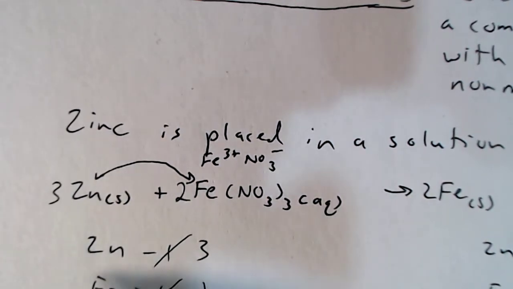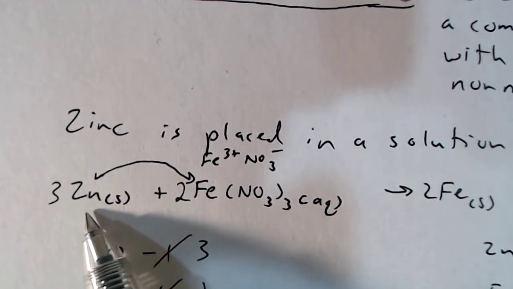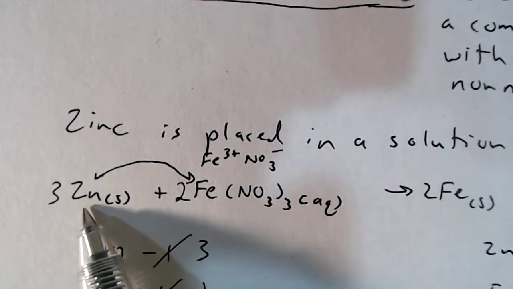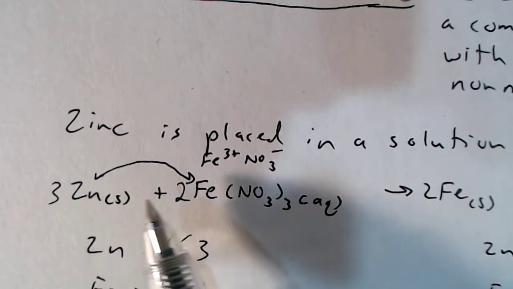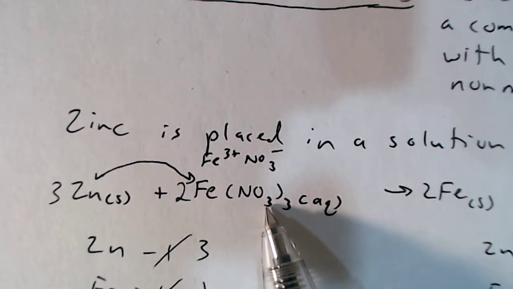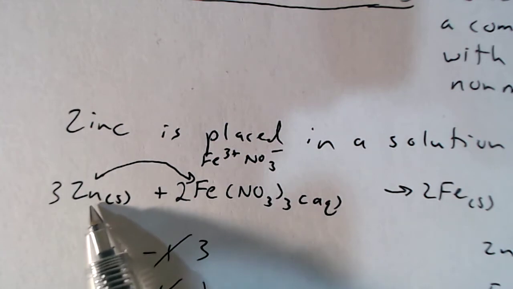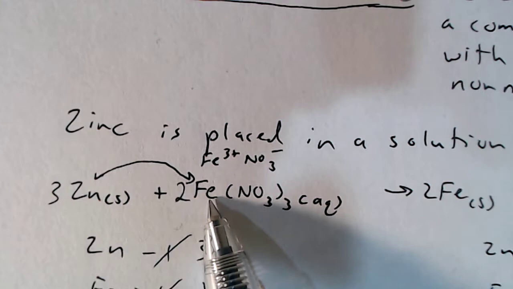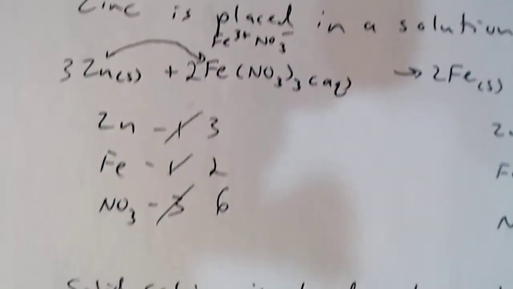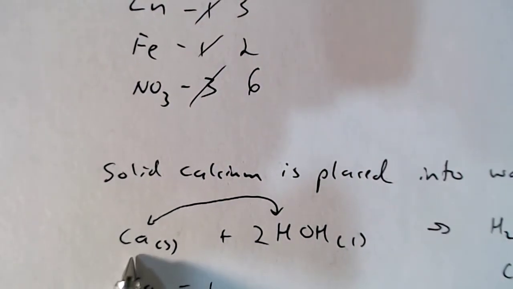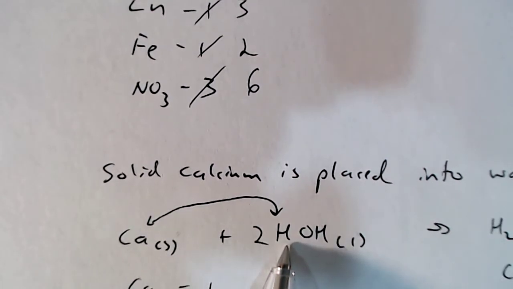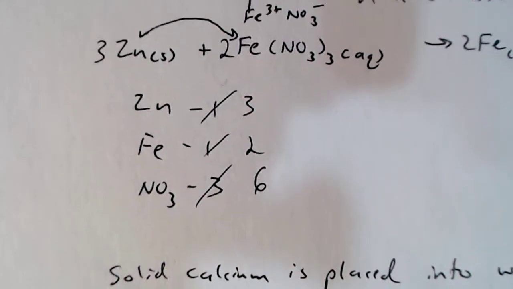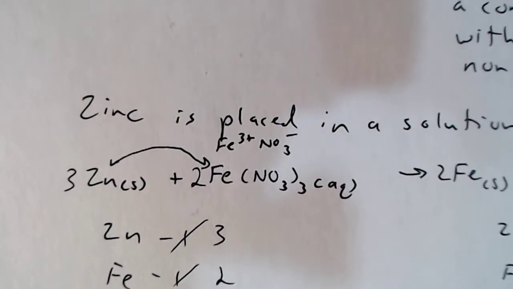In single replacement reactions, you'll have one element reacting with a compound. That one element will switch places with another element from within that compound. Metals, like zinc, will switch places with other metals. But also, metals will switch places with hydrogen. Additionally, nonmetals can switch places with nonmetals as well.